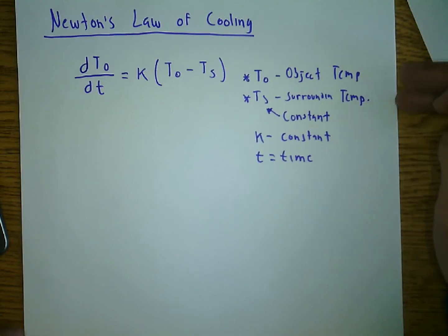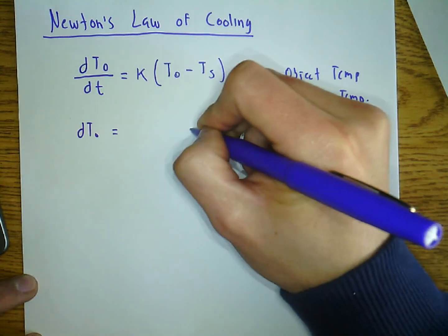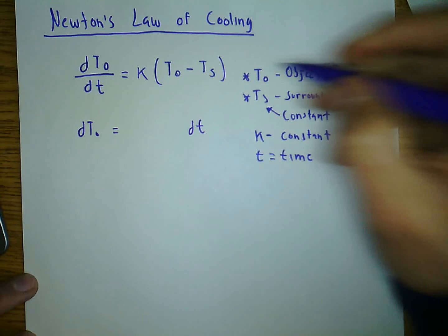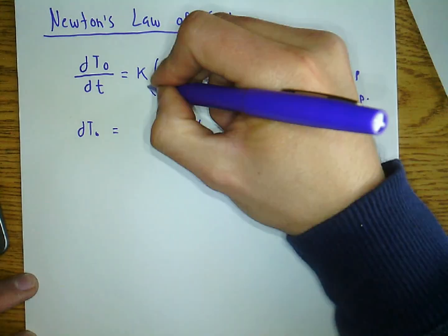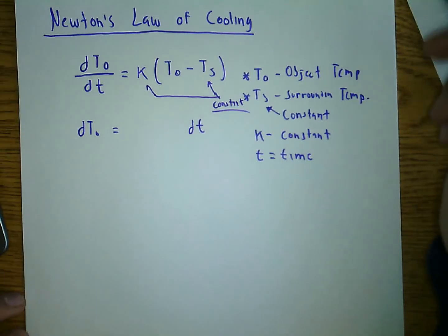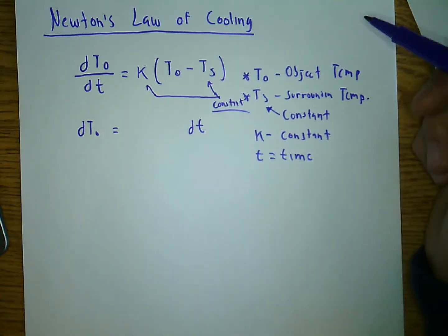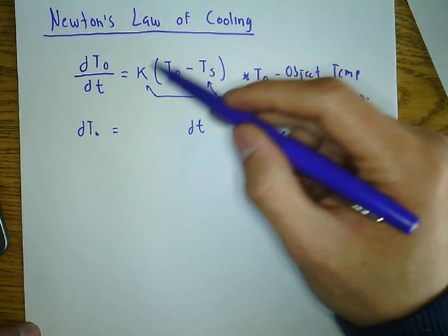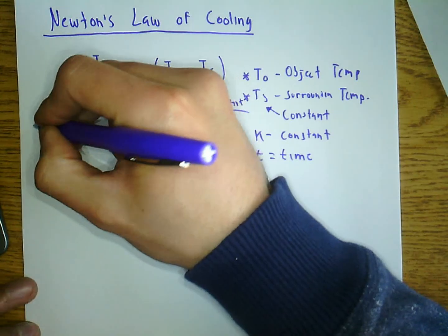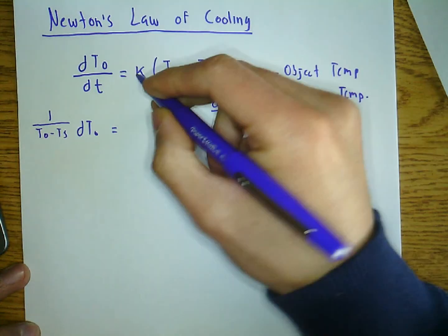T naught on one side, and then I need to get dt on the other side, right? Now remember, this and this are going to be constants, which means those are not variables. So the only variable on this side would be that. So I need to get T naught to the other side by using what? There's multiplication, so to get it to the other side, I need to divide. So this is going to be 1 divided by temperature of the object minus temperature of its surroundings. And I'm going to keep this K on this side, just for simplicity. Have I successfully separated the variables?